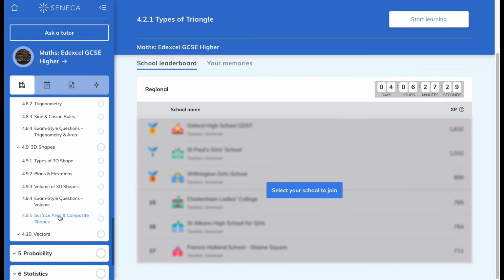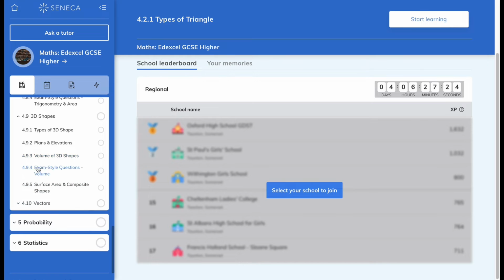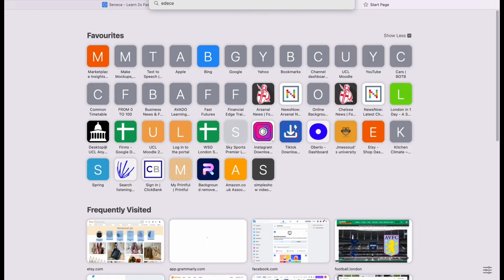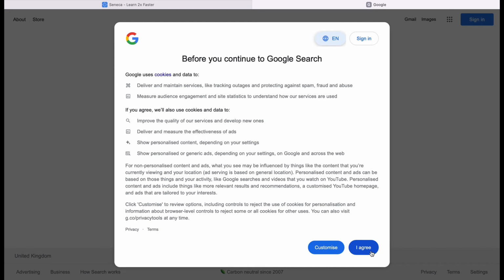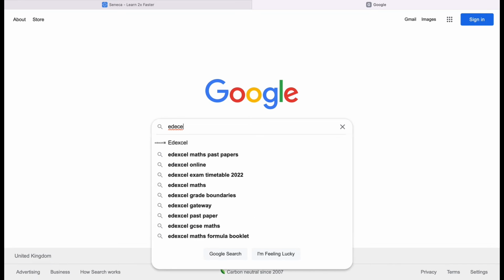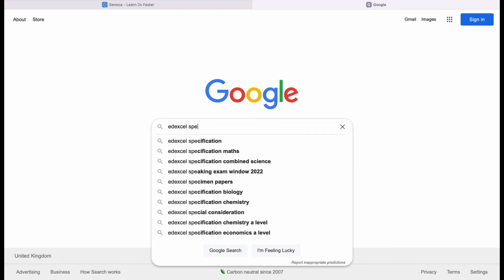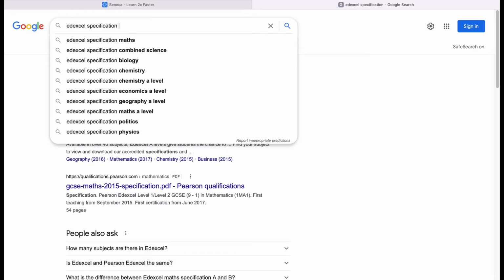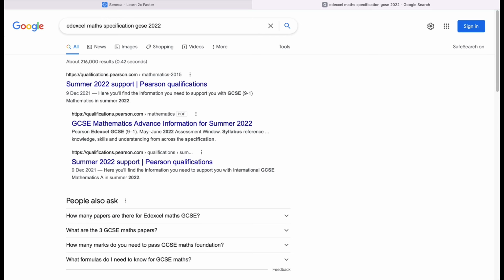This is a very, very interesting opportunity to learn. There are topics stating 4.9.3, 4.9.4, and if you go to the Edexcel specification, so if you go to Google and type in Edexcel GCSE specification, which is something that I will do a video on later in the future, how to use a specification to get a grade 9 in GCSE maths. So if you go to the Edexcel specification for maths GCSE, we can get that right there and put 2022 so that we can see that as well.